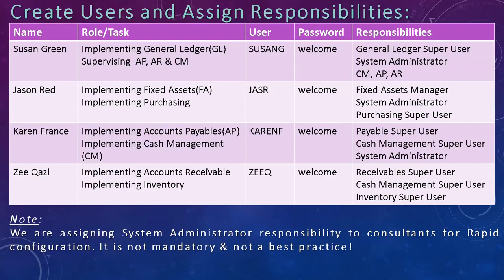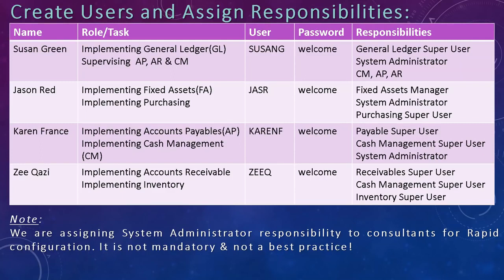The next guy is Jason Red. He is implementing fixed asset. Along with fixed assets, he is also implementing the purchasing module. And we have all of his responsibilities which are supposed to be with him. So he may be able to complete these two tasks.